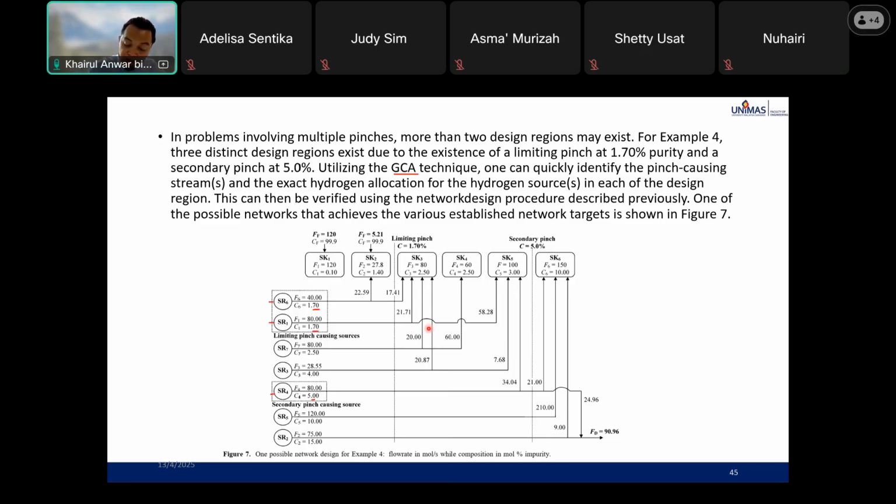So how to choose? The first pinch is the limiting pinch. The second pinch is the secondary pinch in ascending order. The elimination of the wrong pinch point will result in missed opportunity during hydrogen network linking. This is particularly important for problems involving multiple pinches, where the region above the middle pinch is the most constrained part of the network. The bottlenecking strategy will only be beneficial when the hydrogen source product is increased above the limiting pinch.